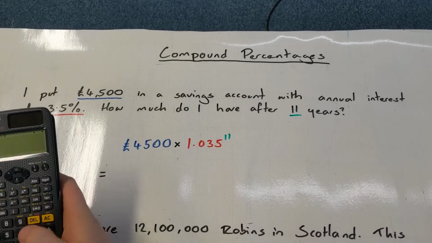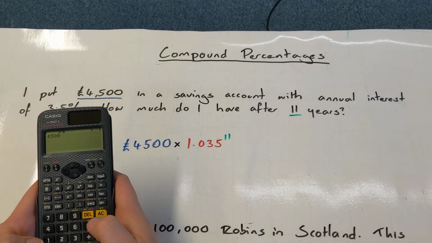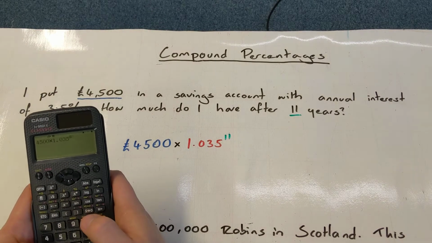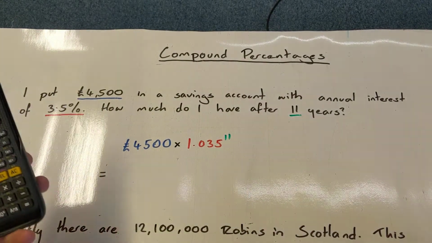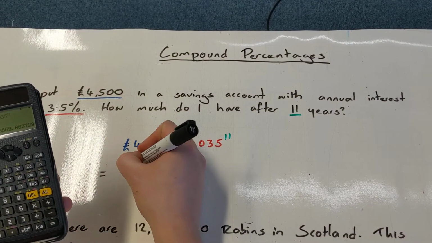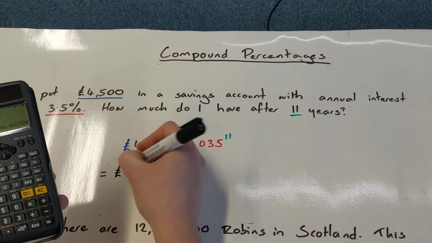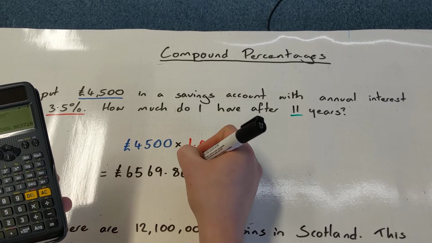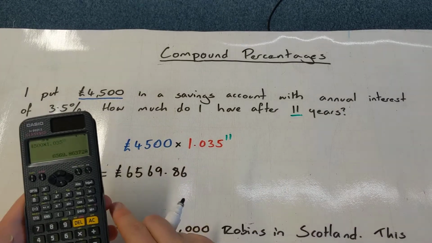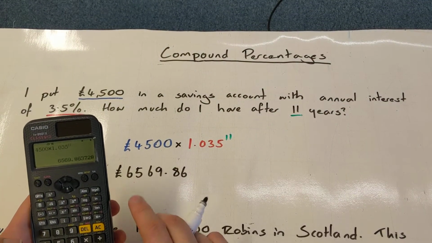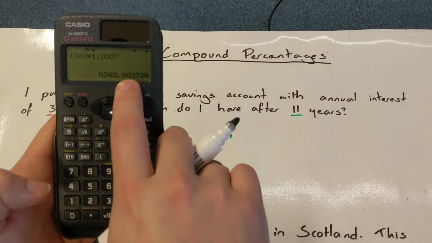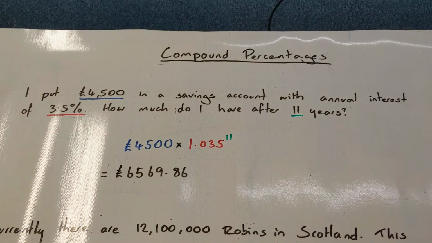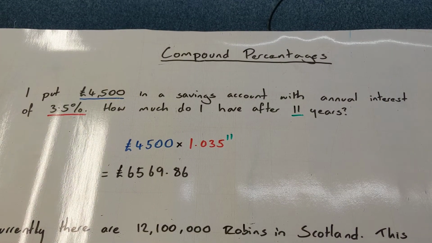So let's do 4,500 multiplied by 1.035 to the power of 11. And that means then we'll have 6,569 pounds and 86 pence. Be very careful with something like this that you do rounding that makes sense. So here, I've rounded this to 2 decimal places because it's money, okay? Right, and that's our answer for that question.